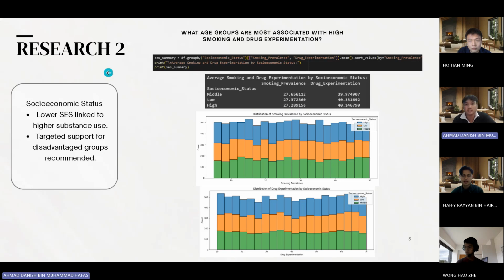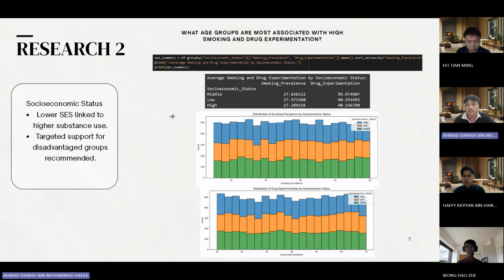For research question two, I will explain the code. First, it groups by socioeconomic status. This groups the rows of the data frame by the values in the socioeconomic status column, for example categories like low, middle, and high.